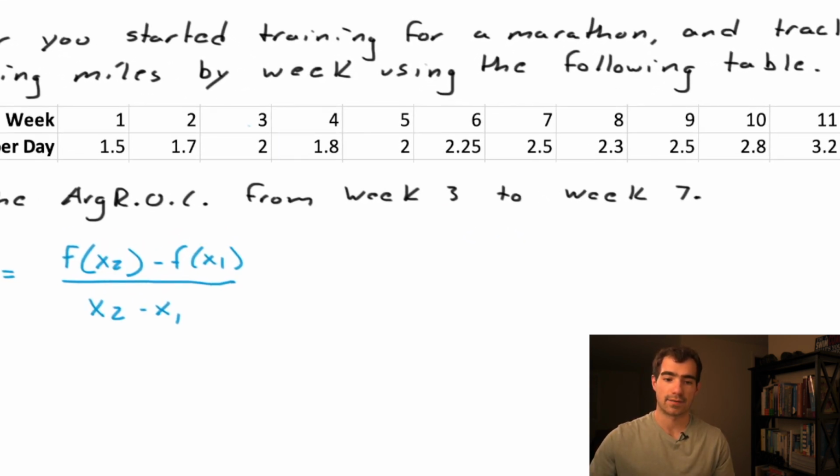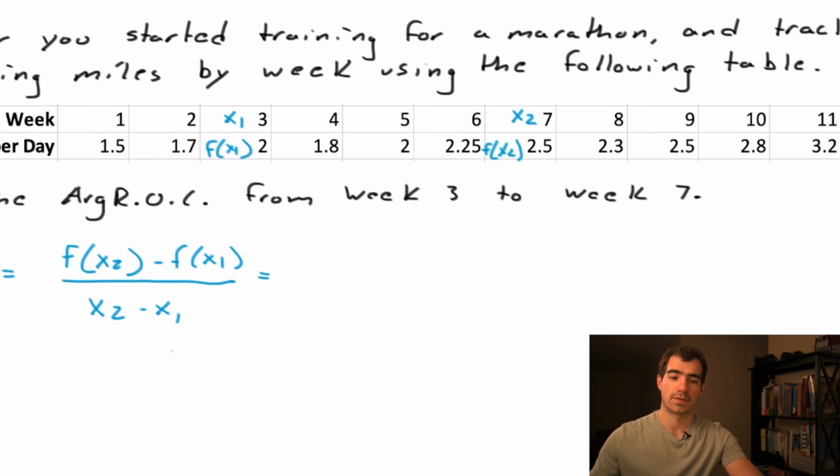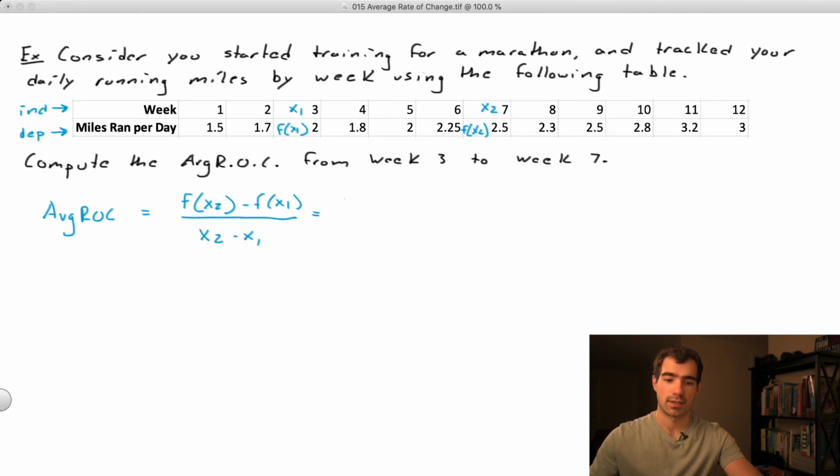In other words, the miles ran is a function of what week we're on. And so here, our x values will be 3 and 7, and our f of x values will be 2 and 2.5. And so if we take those numbers from our table and plug them in, f of x2 is going to be 2.5 minus f of x1, which is going to be 2, divided by x2, which is 7, minus x1, which is 3. Then we can do the arithmetic to find that average rate of change across that 4-week period. And so we have 2.5 minus 2, which is equal to 0.5, and then we have 7 minus 3, which is equal to 4.